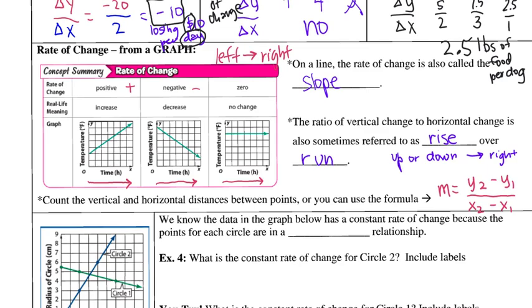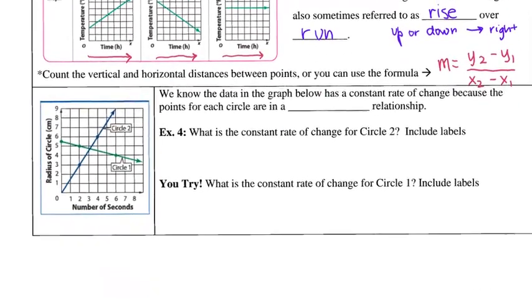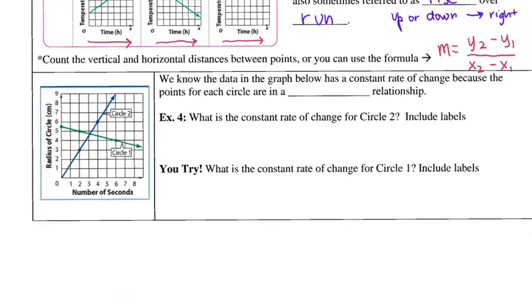Okay, so down below, we know that the data in the graph below has a constant rate of change because the points for each circle are in a linear relationship. So go ahead and write that with me. Because they're in a linear relationship, what is the constant rate of change for circle 2?